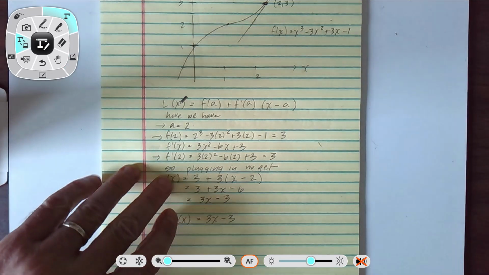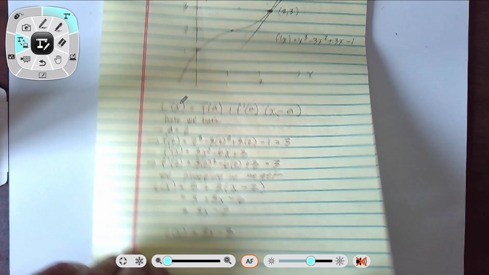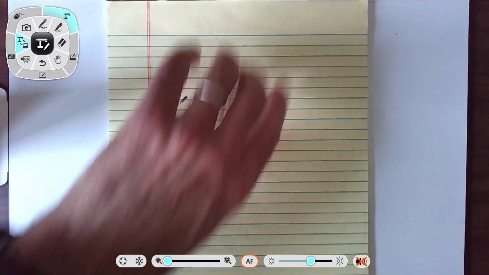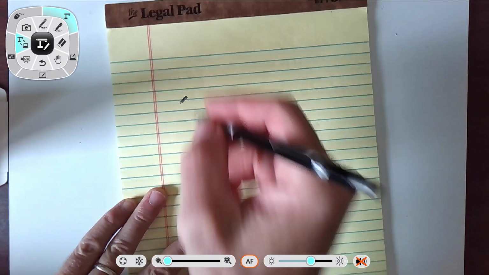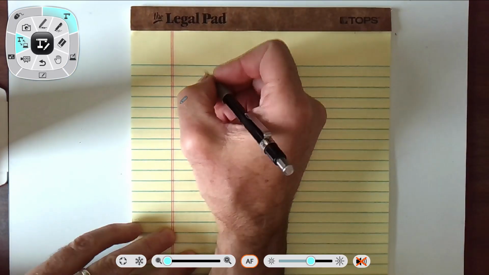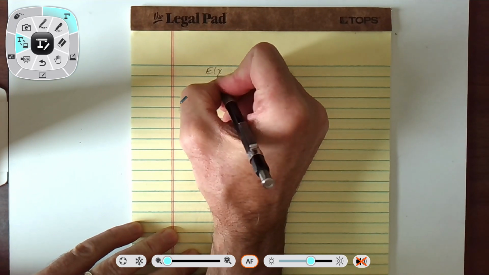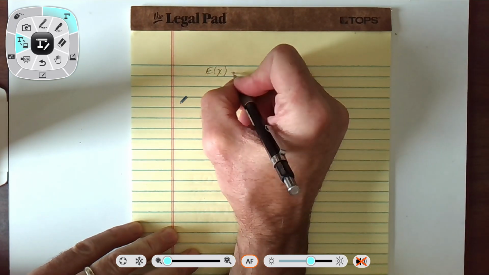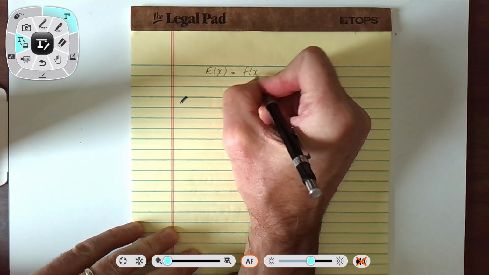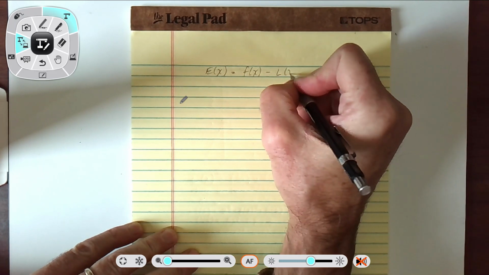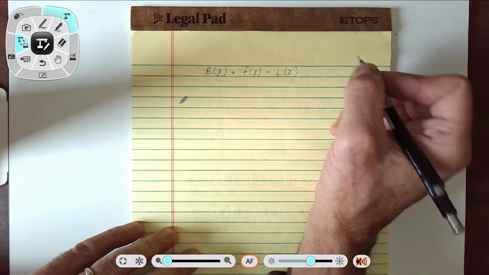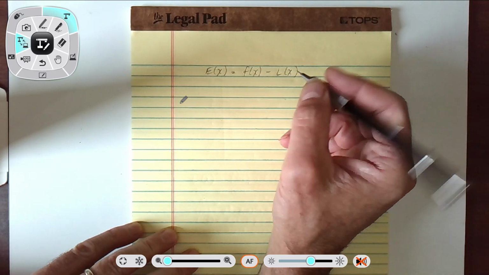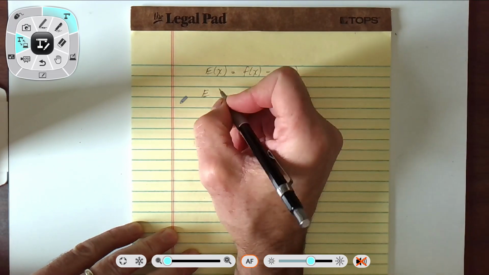So I'll pull off another sheet here and we'll talk about the error function. So we know that the error function associated with local linearization is E of x equals f of x minus L of x, right? So what we're really after is the error.